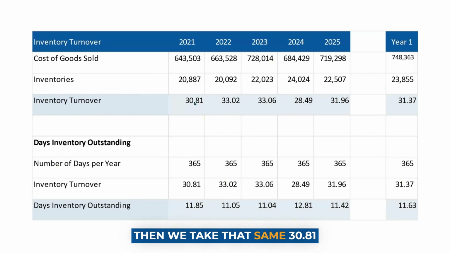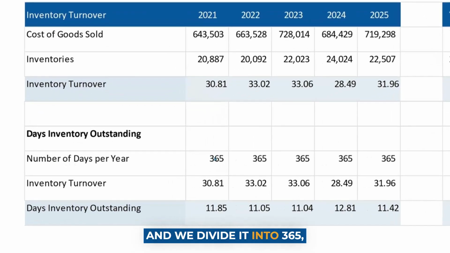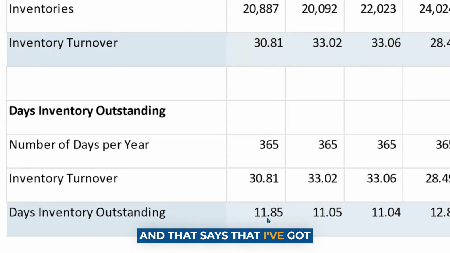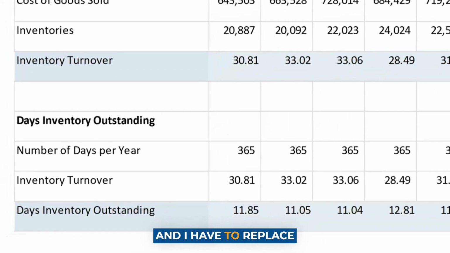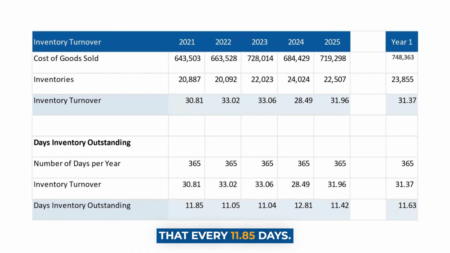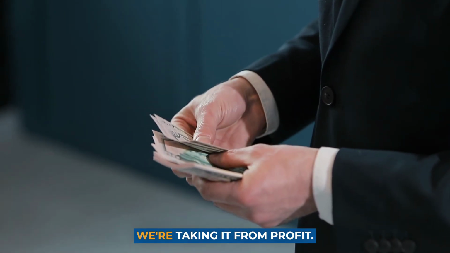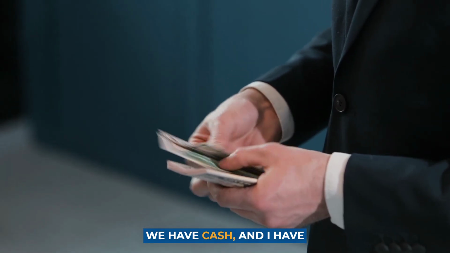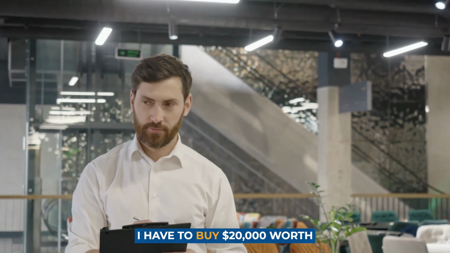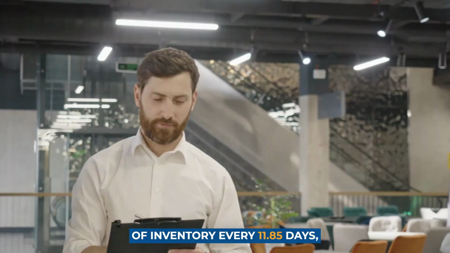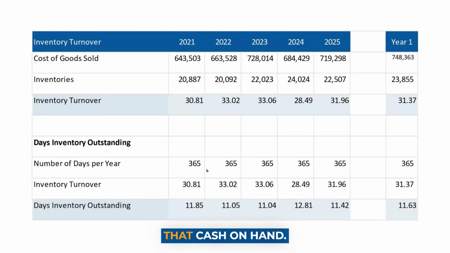Then we take that same 30.81 and we divide it into 365, and that says that I've got 11.85 days outstanding. I have enough inventory to last me for 11.85 days. Over the full year, that tells us that I have to replace that inventory every 11.85 days. That's going to mean I'm going to need cash to invest in inventory. We're taking it from profit. We have cash, and I have to invest in that inventory. I have to buy $20,000 worth of inventory every 11.85 days. So I'm going to need that cash on hand.